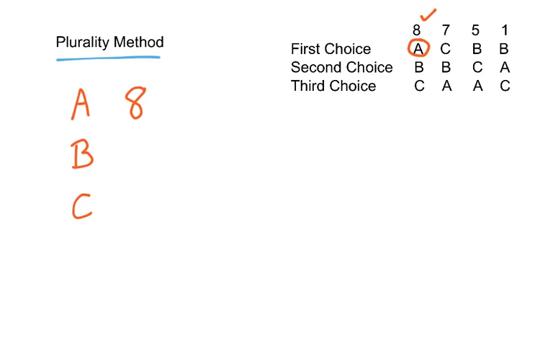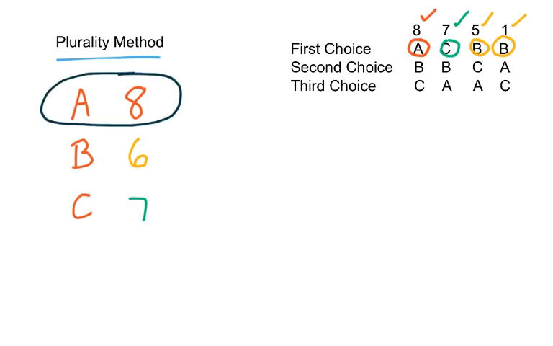Candidate B has first place votes from these 5 and from this 1. So candidate B has 6 first place votes. And then finally candidate C has first place votes from these 7 voters, so candidate C has 7 first place votes. So, by the plurality method, the winner of this election is candidate A with the highest number of first place votes.